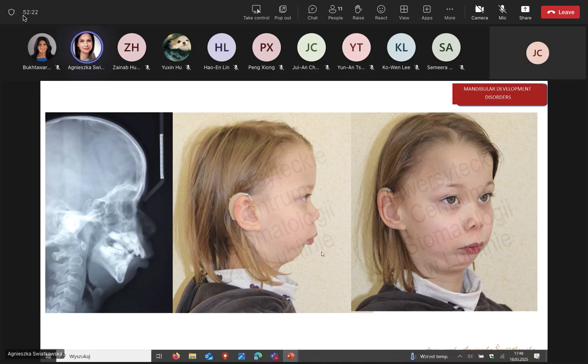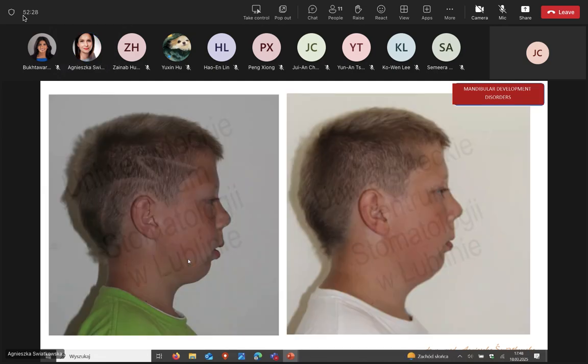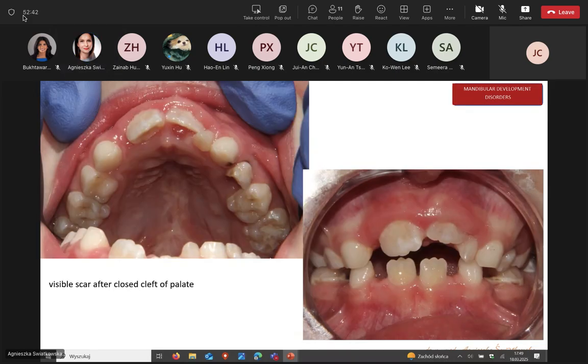Here, this patient will need surgery, and this girl looks almost good. This is our patient also with this kind of problem. It looks like a lot of patients with skeletal class 2. Here you can see a visible huge scar after closing of the cleft of the palate.